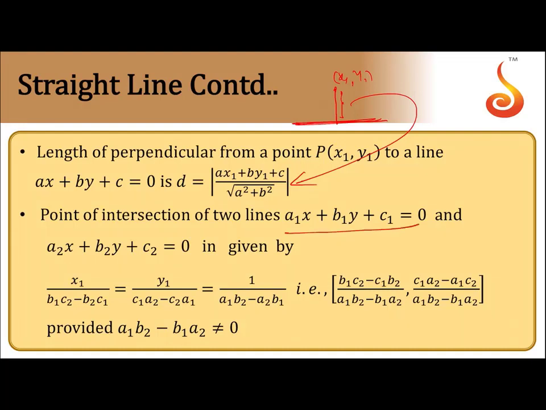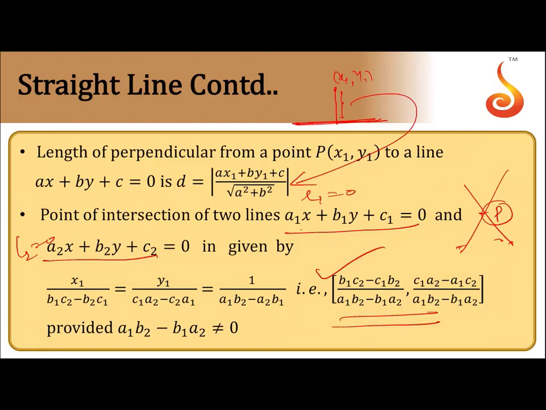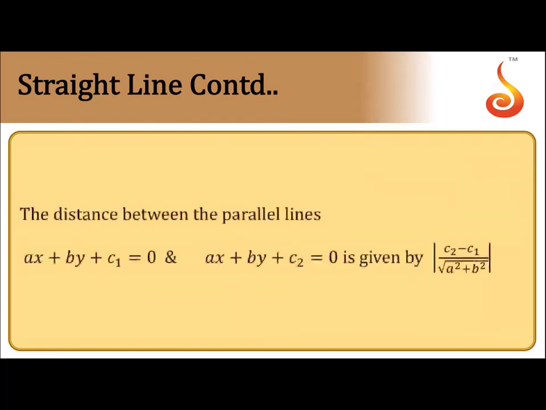And the point of intersection of the two lines a1x plus b1y plus c1 equals 0 and a2x plus b2y plus c2 equals 0: a point which satisfies both the equations is called the point of intersection of the lines L1 equals 0 and L2 equals 0, and the formula given for it is this one. Okay, right.